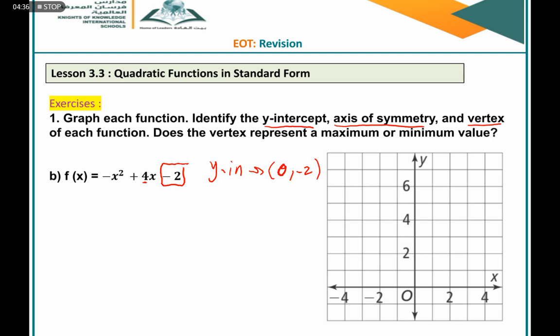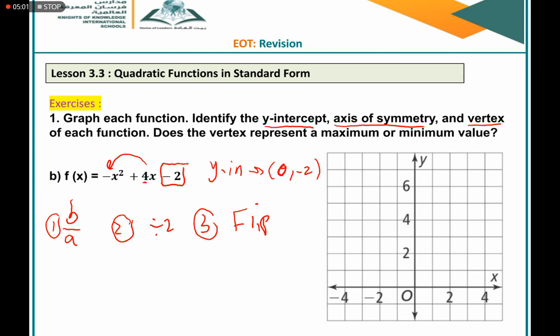Now the vertex. To find the vertex, I have to use the formula. You remember it? There are 3 steps to find the first part of the vertex. As you see, first step: b over a. The second step, I divide it by 2. The third step, I flip it.